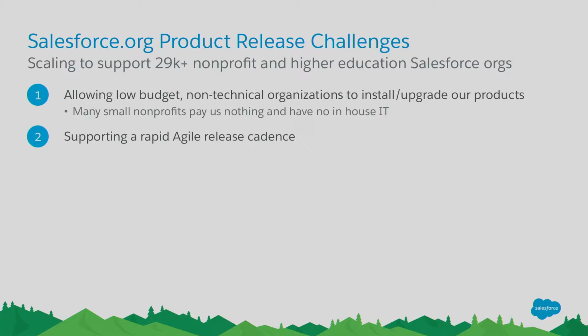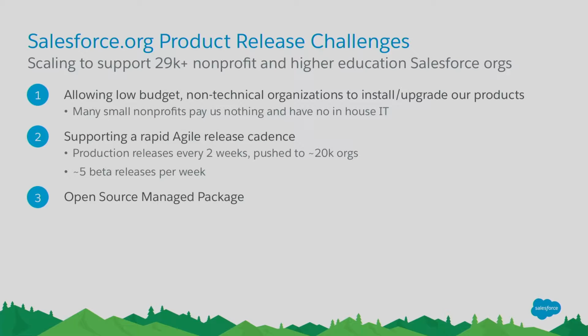The second is supporting a really agile and aggressive release cadence. Our team on the products team operates on 2-week sprints. We cut production releases of our managed packages at the end of every 2 weeks, and we push those to over 20,000 Salesforce orgs. We also, throughout the development process, as we merge a feature branch in, cut beta releases through our build process, and we publish those out to our community so they can install new features before they actually make it into a release, mostly in a sandbox org.